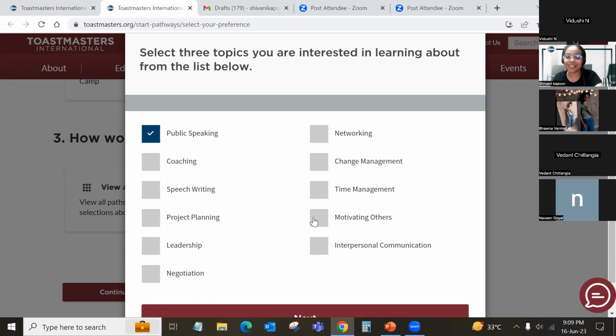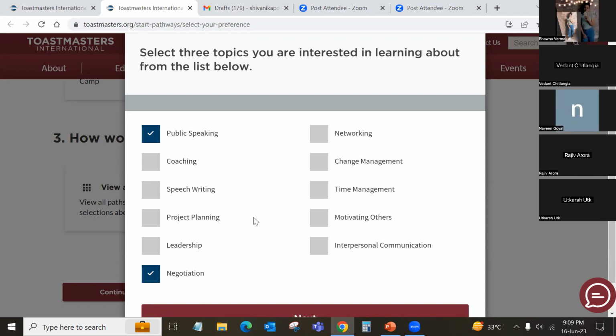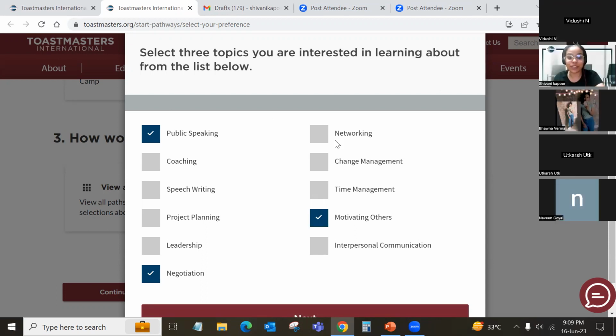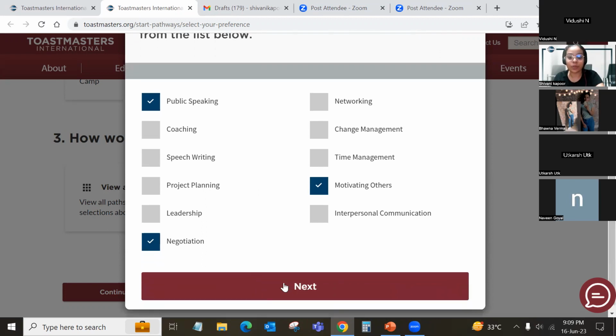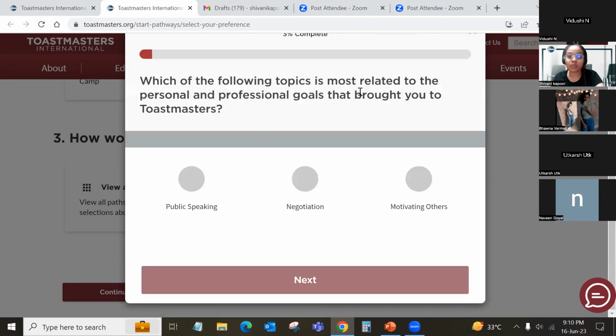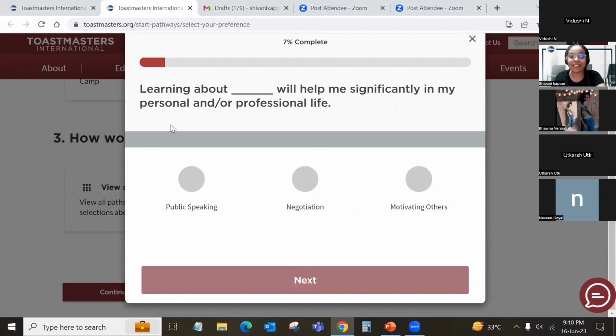Negotiation. Okay. Utkarsh, what about you? Pick any one. Motivating others. Okay, so now we have 3 and we'll go to the next question. Which of the following topics is most related to the personal and professional goals that brought you to Toastmasters? Public speaking. Okay, public speaking. Learning about dash will help me significantly in my personal and professional life.